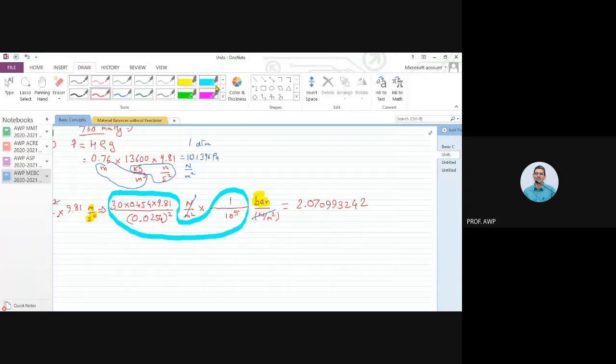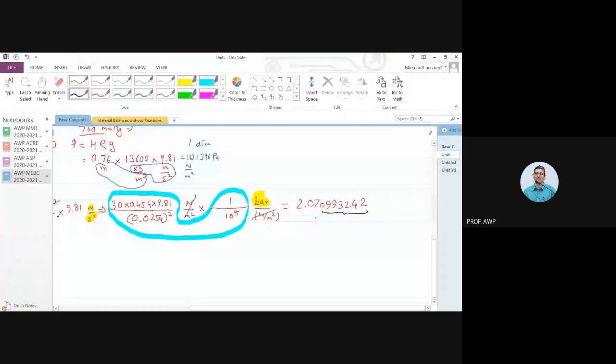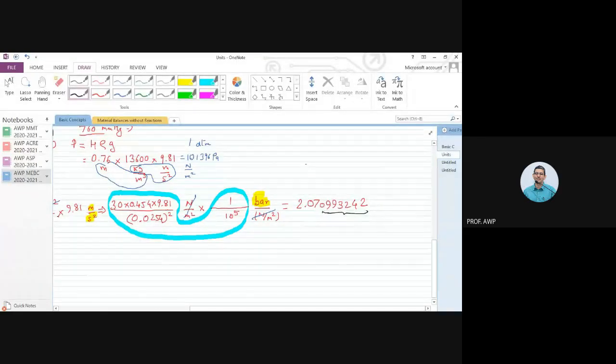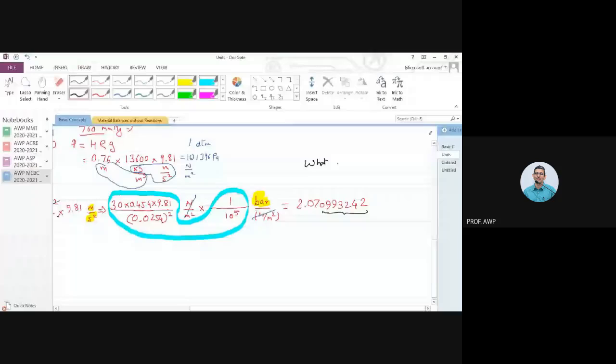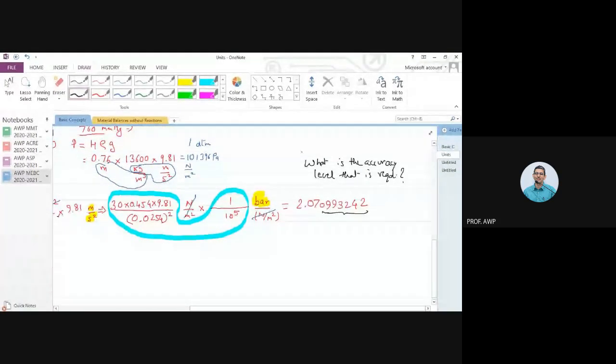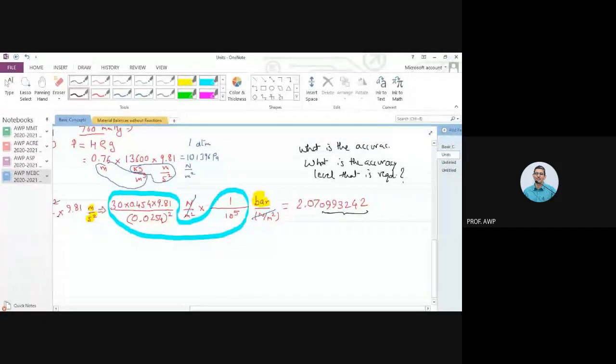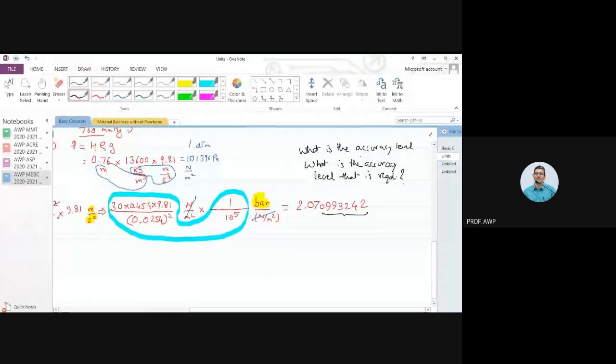There is something that we need to discuss based on the answer that you have given. Is there a point in writing to so many decimal places just because your calculator gives an answer to so many decimal places? No, sir. No. So what you need to think about is what is the accuracy level that is required, and what is the accuracy level of our measuring instrument.